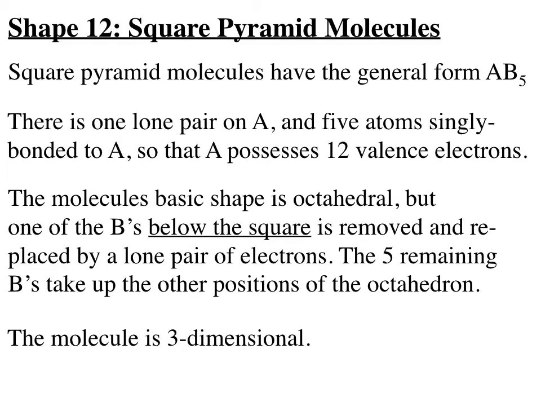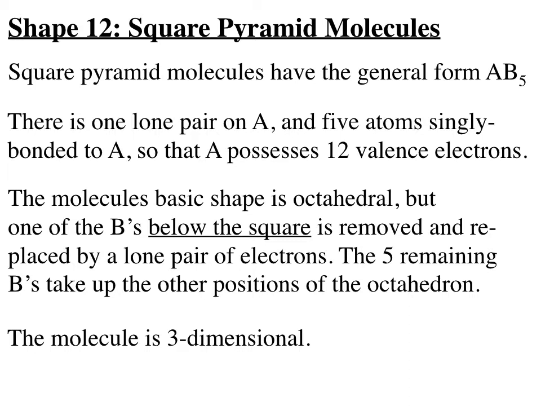The remaining 2 shapes will be derived from the starting point of the hypervalent octahedral molecule, which had 12 valence electrons around the central A. The first of which we'll call shape 12, which I will describe as being a square pyramid molecule. A square pyramid molecule has the general form AB5, just like a trigonal bipyramid. However, in this particular case, the central A does not have only bond pairs as the trigonal bipyramid does. Here, the central A also contains 1 lone pair of non-bonding electrons.